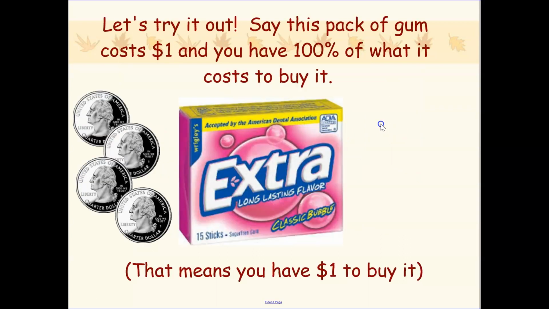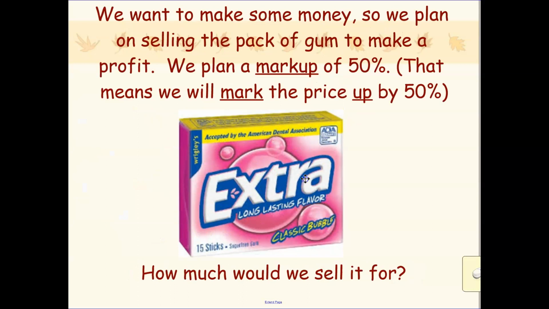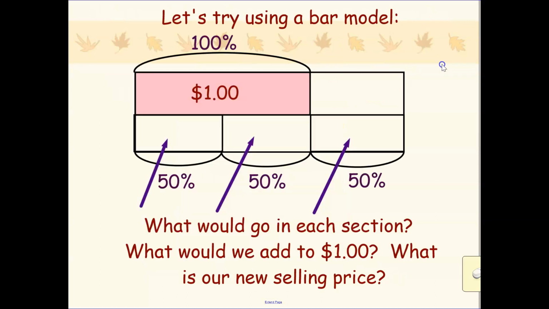So let's see how that works with marking something up. So say this gum right here costs $1, and we have 100% of what it takes to buy it, which means we have the $1 it takes to buy it. We want to make some money, so we want to sell this pack of gum and make a profit. We want to mark it up by 50%. That means we're going to take the price and increase it by 50%. So how much are we going to sell it for?